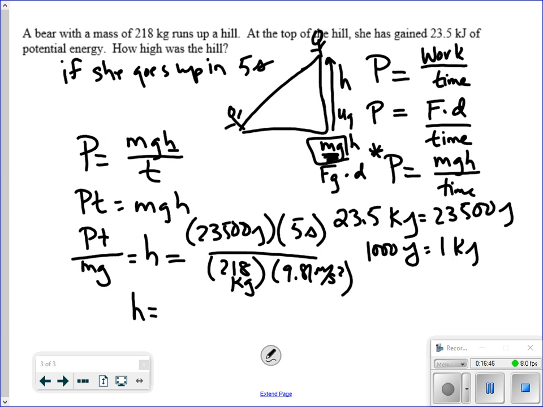Well, it's a little tall. It's a little tall to expect anything to run up this kind of a height, but whatever. We're just going to pretend it's like the most powerful bear ever. Maybe it's Sasquatch. Who knows? But you get the idea.